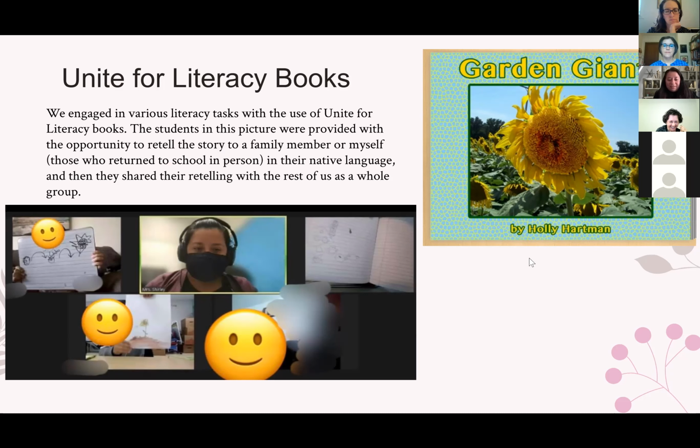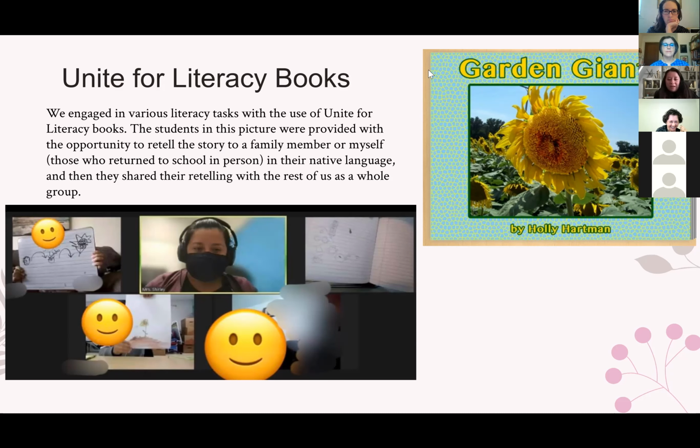In this picture, the students were provided with the opportunity to retell the story to a family member, or to me, or to the big person. In this picture, one student and myself were already back in the building in person. I blurred my background on this one, but I was back in the building, and so was the other student. I was that big person to that student, even though I did not speak their language, which was Arabic. I still invited them to share what they had written and drawn on their paper or their whiteboard.